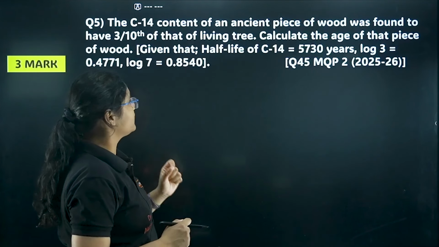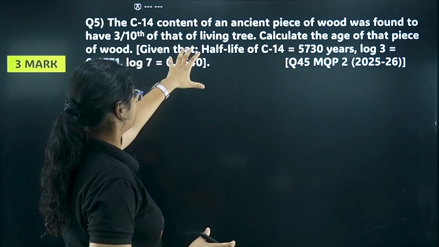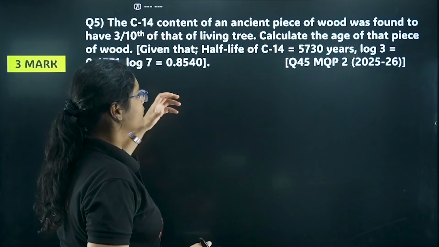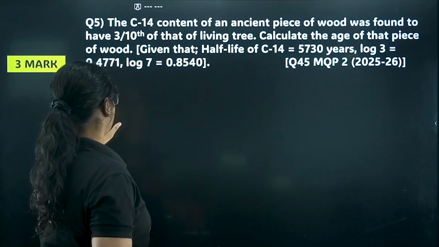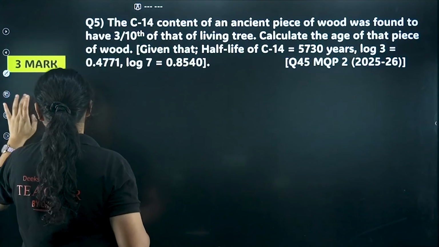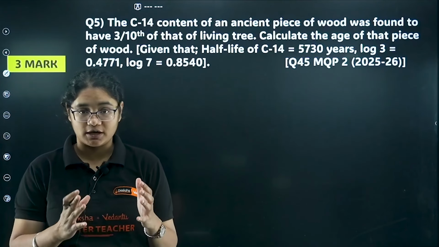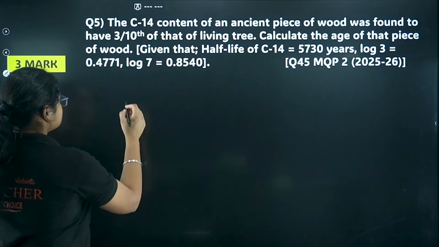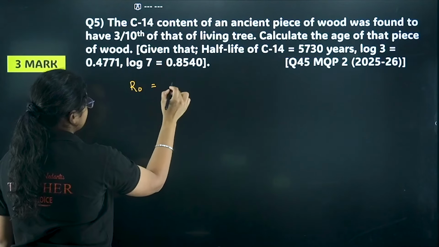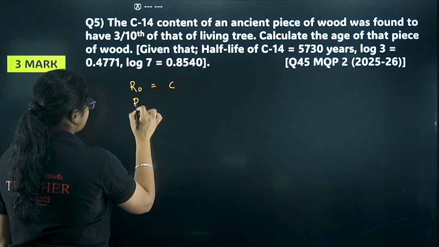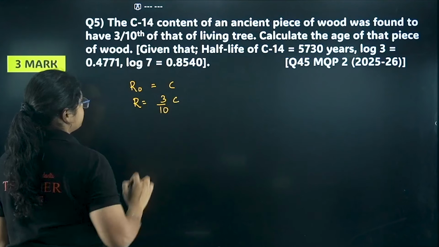The carbon-14 content of an ancient piece of wood was found to have 3 by 10th of that of the living tree. Calculate the age of the piece. Given values are: half-life is given, and log 3 and log 7 values are given. So now see how to solve this question. This is your radioactive decay question, so you have to use the first order equation. Let us assume that the initial concentration of carbon-14 in the tree is C. Then what is the final concentration? It is 3 by 10 of the initial concentration, right?